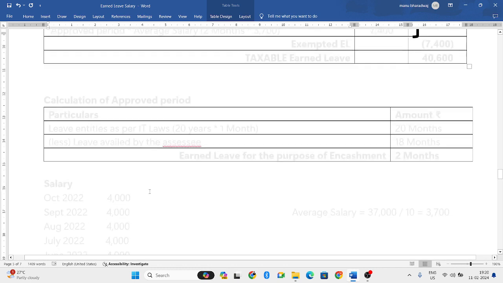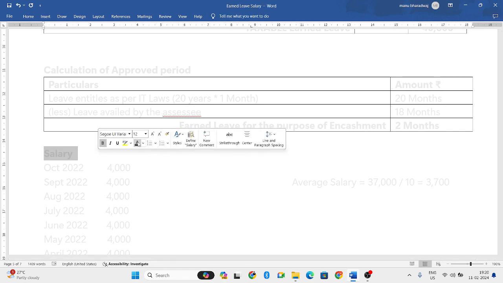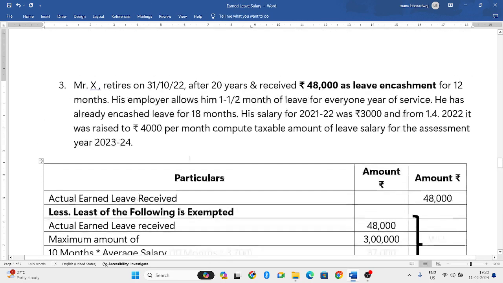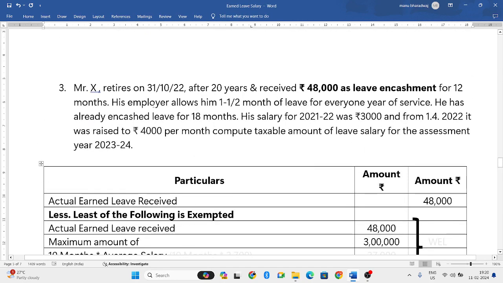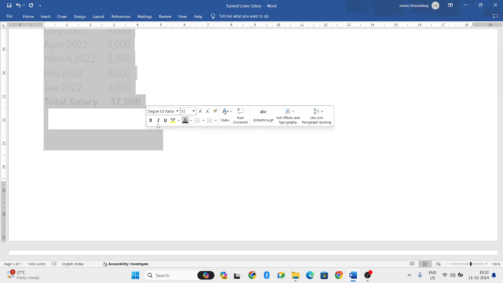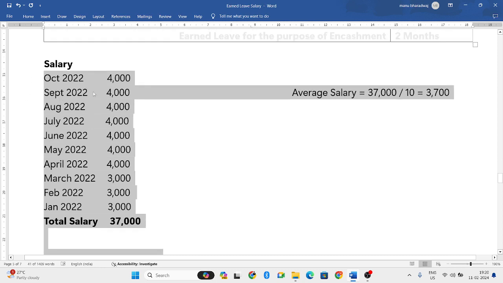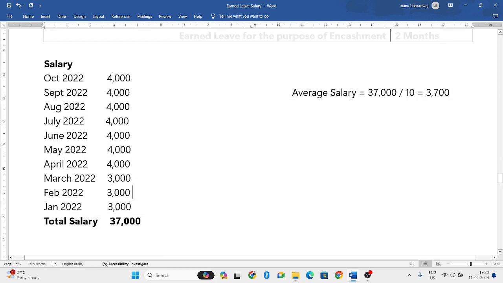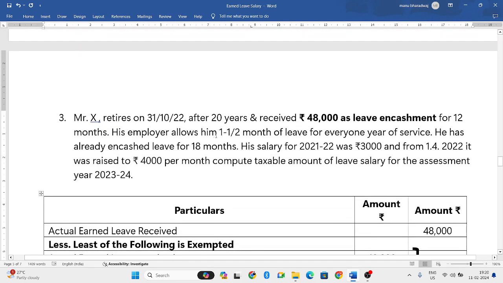We have to find out the average salary. So we have to calculate the salary. He is retiring on 31st October, so from 31st October we go back 10 months: October, September, August, July, June, May, April, March, Feb and Jan. That is 10 months.